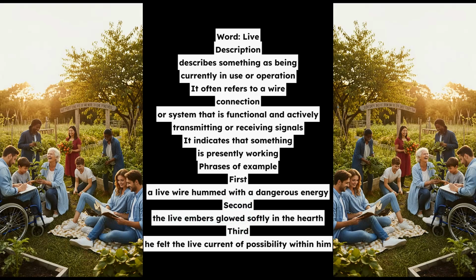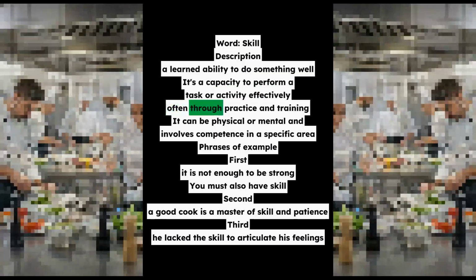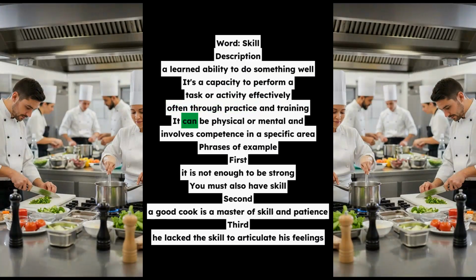Word: skill. Description: a learned ability to do something well. It's a capacity to perform a task or activity effectively, often through practice and training. It can be physical or mental and involves competence in a specific area.